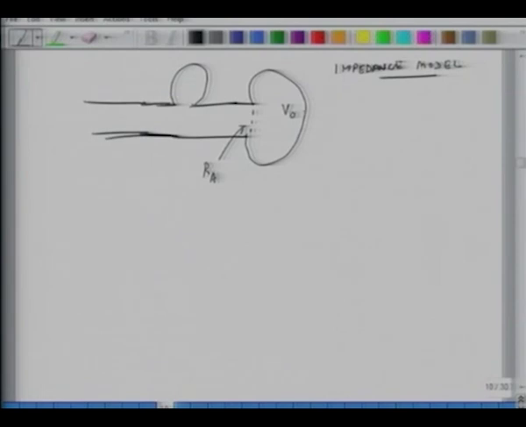Here the volume is V naught. This is V1, and this I call L1, and this length L2.